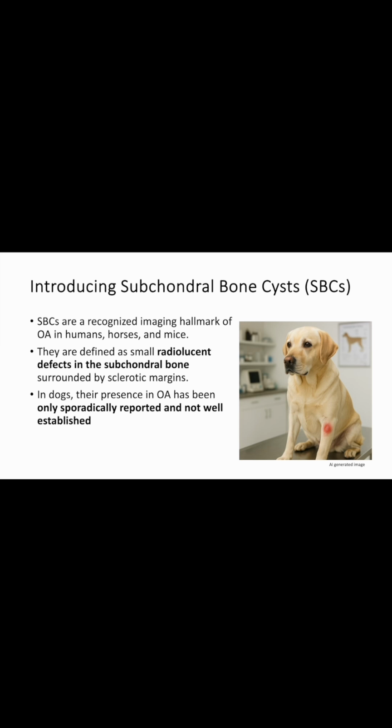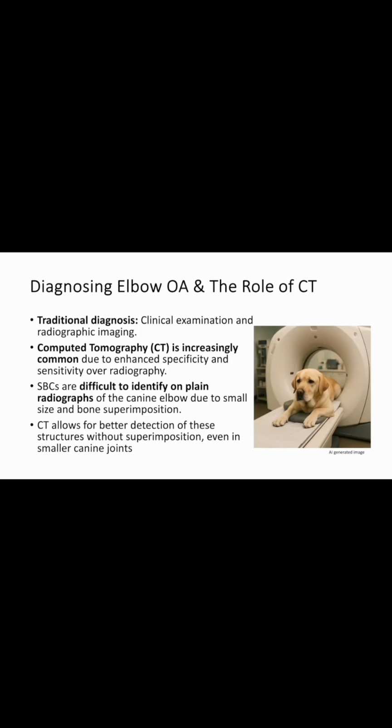That's right, and conventionally, diagnosing elbow osteoarthritis in clinical practice relies on clinical examination and diagnostic imaging, primarily radiographic examination. However, computed tomography is becoming increasingly commonplace due to its enhanced specificity and sensitivity compared to traditional radiography. This is particularly useful because subchondral bone cysts are not easily identified on plain radiographs of the canine elbow, likely due to their small size and the superimposition of the elbow's component bones.